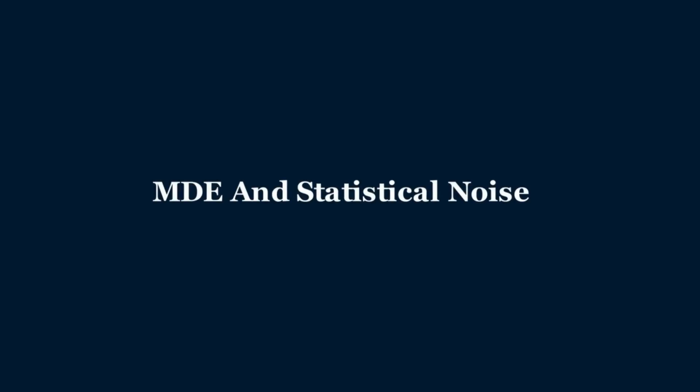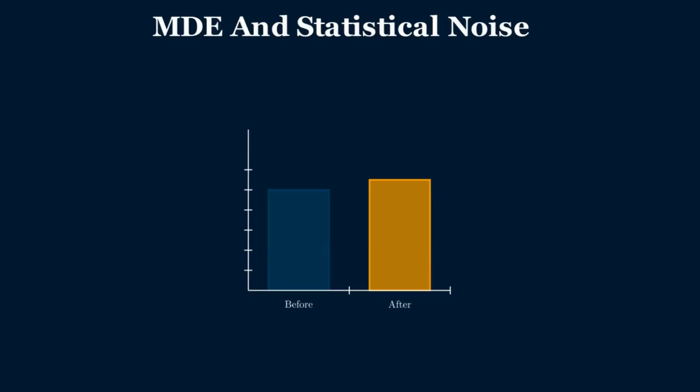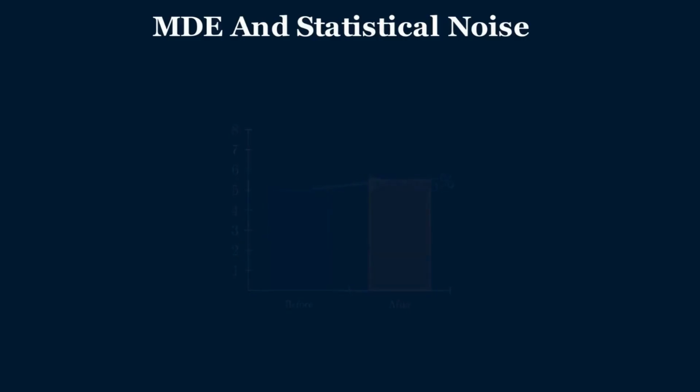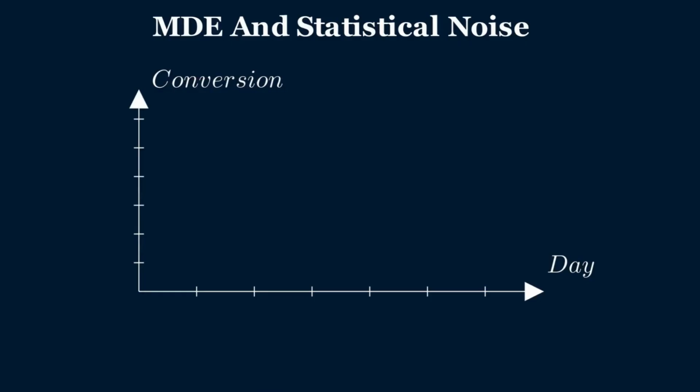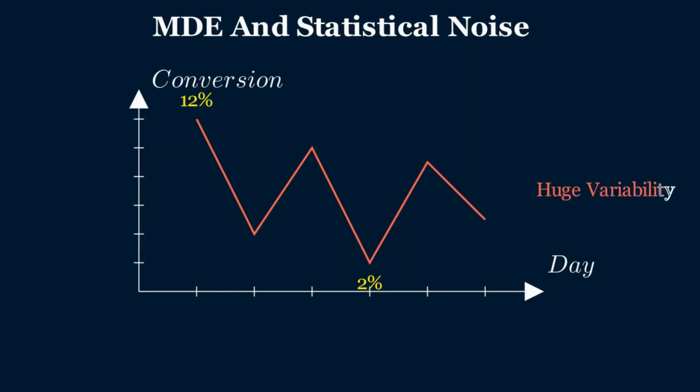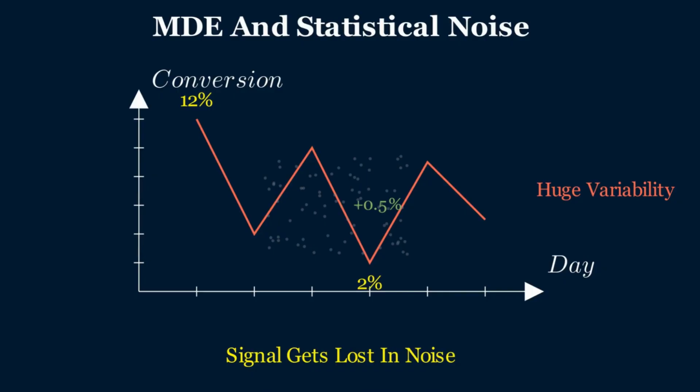MDE is deeply connected to variability. When data becomes noisier, tiny effects disappear more easily. Imagine tracking conversions on an e-commerce platform. On Mondays, marketing campaigns run and conversion spikes to 12%. On Thursdays, traffic drops and conversion flatlines to 2%. That constant fluctuation over time creates enormous background noise, and heavy noise easily swallows a tiny, subtle 0.5% true improvement.